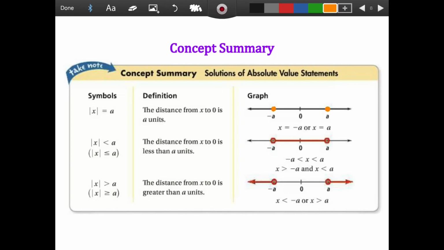For inequality, for x is less than a, or x is less than or equal to a, it is an and inequality. For x is greater than a, or x is greater than or equal to a, it is an or inequality. So we're shading in opposite directions. And you have the definitions in the middle. If you would like to copy this down into your notebooks, feel free.